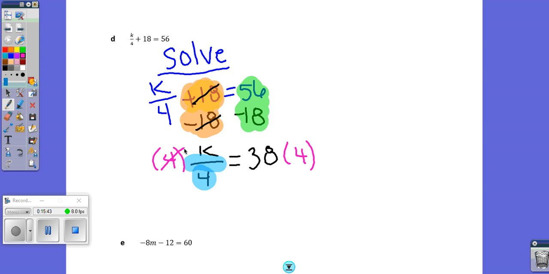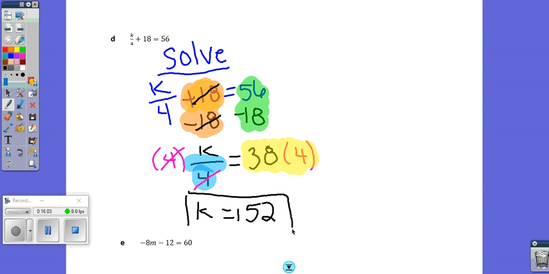So 4 divided by 4 is 1. So you're left with k is equal to, and then over here, there's still some simplifying. I have to multiply. This is 38 times 4, which by the way is equal to 152. So k is equal to 152. All right, so that's our solving work.